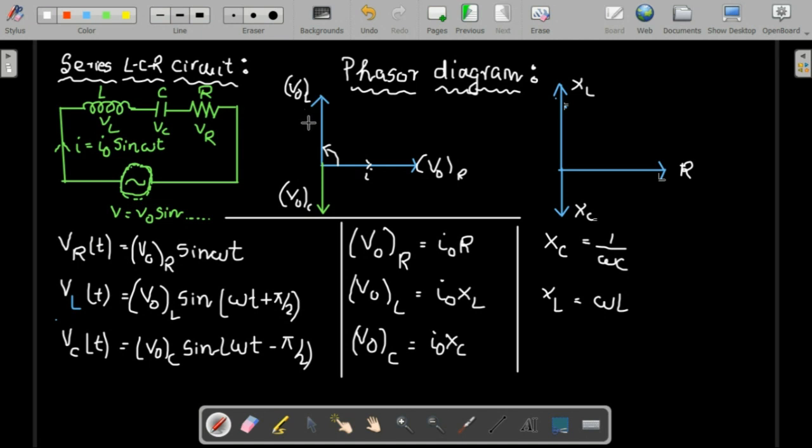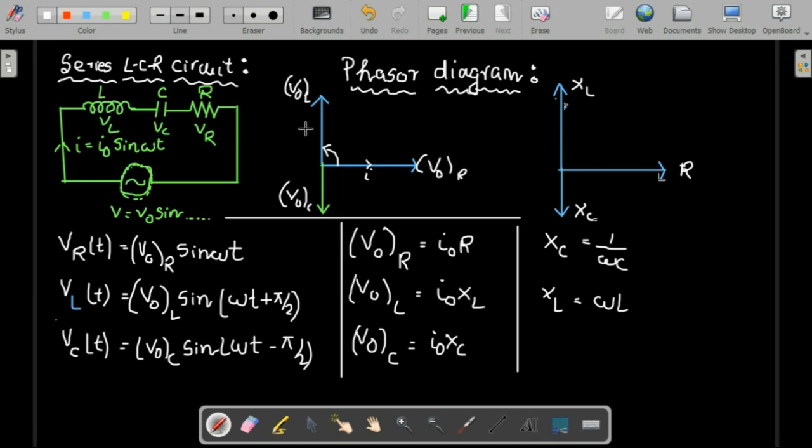Let's discuss the cases one by one. But before that, what are the cases possible? The first case might be that this V naught L and V naught C are different. That means, let's say V naught L is greater than V naught C. The second case might be V naught C is greater than V naught L, and in the third case both of them are equal.